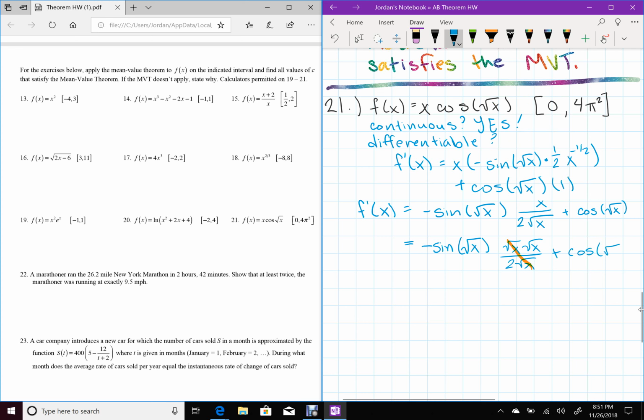And the plus square root of x just kind of hangs out over there. So now we have negative 1/2 square root of x sine of the square root of x plus cosine of the square root of x. Because our domain only has positive values, then it's differentiable. So we say, yeah, differentiable.